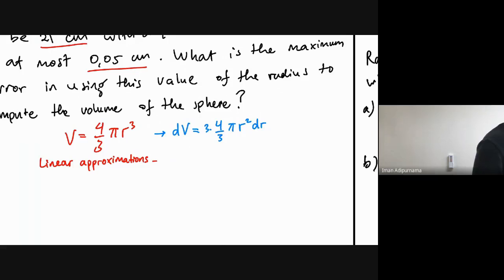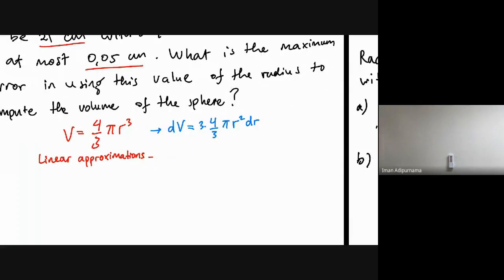Okay. Basically similar with implicit differentiation. And you will have dV is dr. Okay. So the d is the difference. If you're going back to the linear approximation, this is actually the x minus a. This is the f(x) minus f(a). Okay.